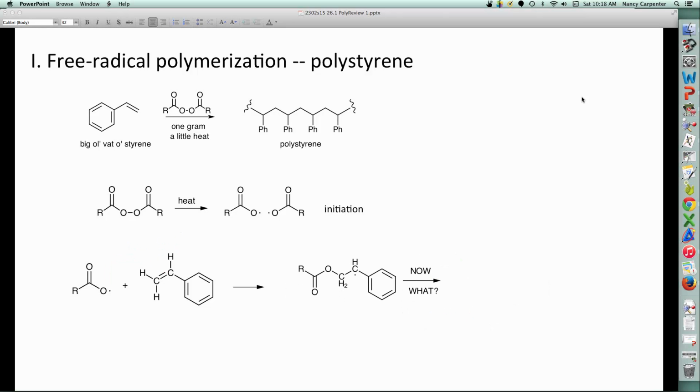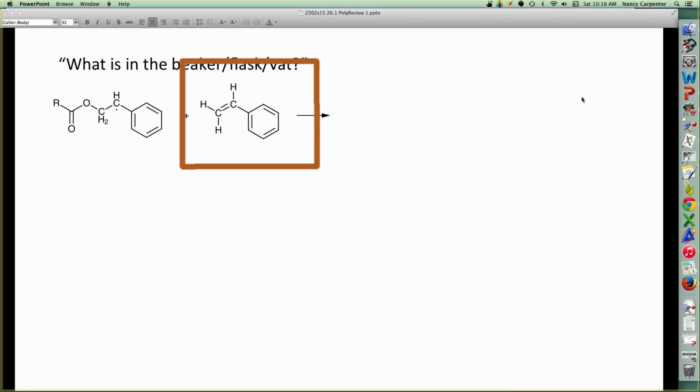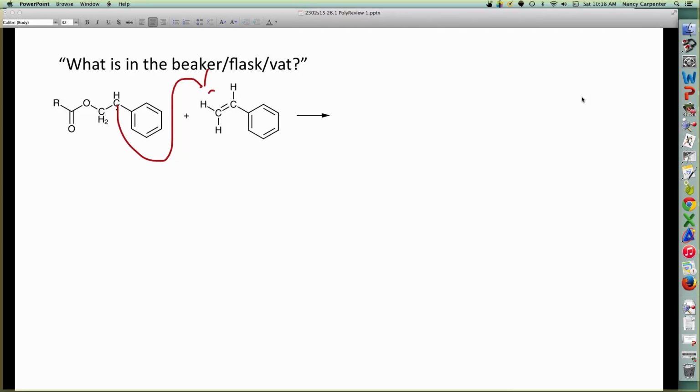Now what? Well, now what means you just need to think like a molecule. Here's a radical. What else is around? What's it likely to react with? Well, remember that big old vat of styrene? What's it going to encounter? Another molecule of styrene. And so that radical is going to add to the double bond. That arrow looks pretty funky. Try that again. That radical is going to add to the double bond.